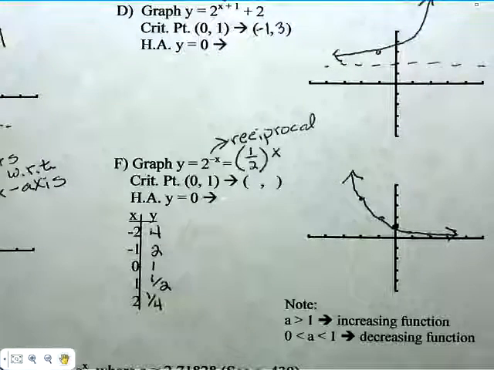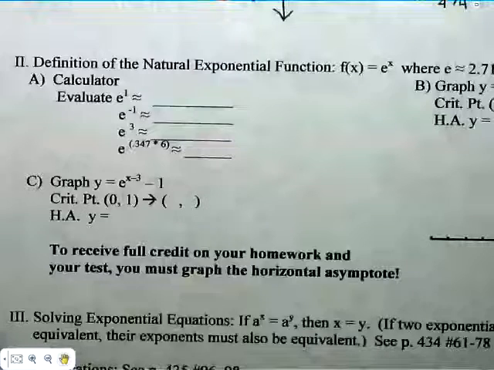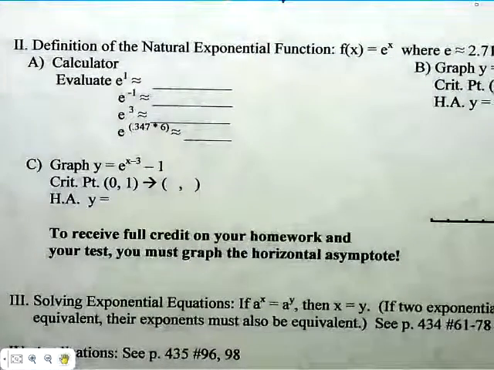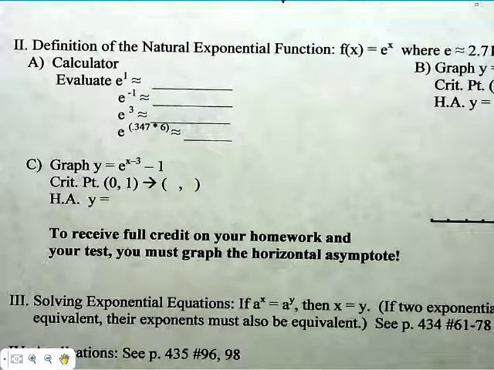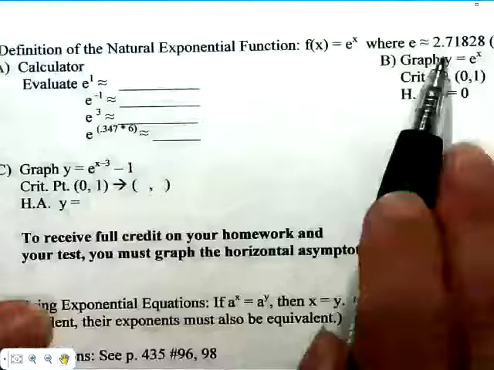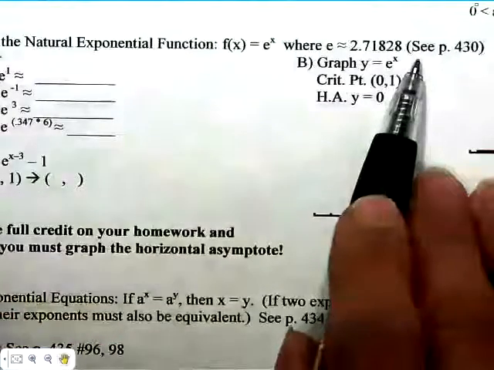Next big thing in 6.3, Roman numeral 2, the second most famous irrational number in the world. The first most famous irrational number in the world is pi, 3.14, goes on and on and on, without ever terminating or forming a repeating pattern. The second most famous irrational number in the world is e, and it's approximately 2.71828, but it goes on and on forever without terminating or forming a repeating pattern as well.